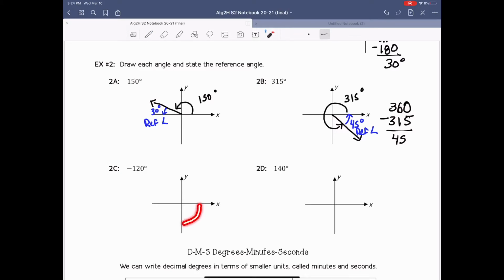This will bring me to negative 90, a quarter rotation. A half rotation will give me negative 180. 3/4 of a rotation will give me negative 270. And then obviously a full clockwise rotation will be negative 360.